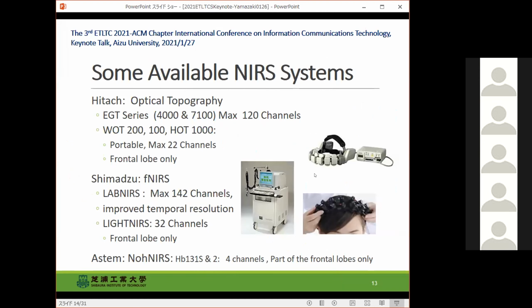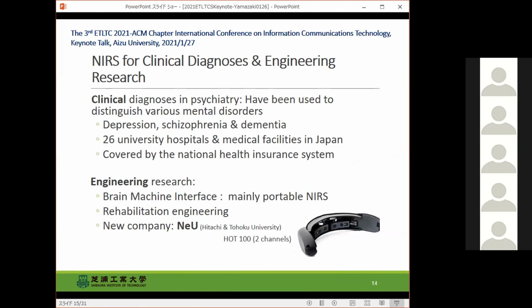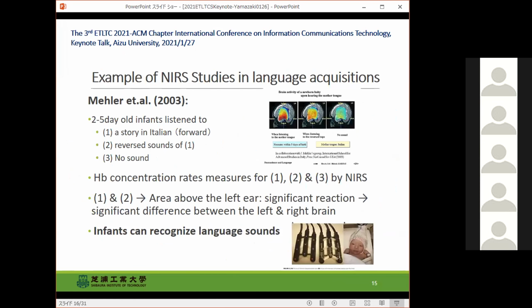These ones, the big ones, are now only used for clinical diagnosis purposes. So from now on, let me talk about some examples of new studies in language acquisition. Two of them, the very famous ones.